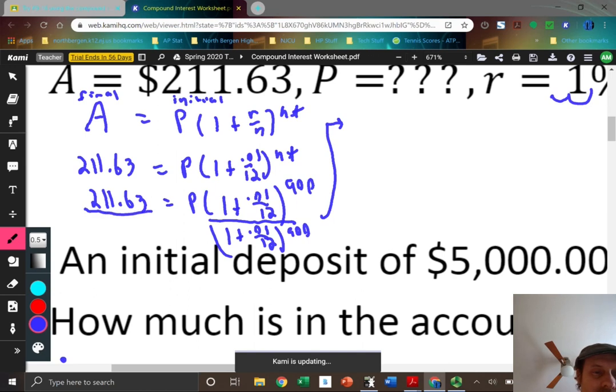Now, technically, you're not really supposed to round until the end, so let's just divide by this right here so we can get a super accurate answer. All right, that's gone. So right here we have 211.63 divided by 1 plus 0.01 over 12 to the 900th power. Okay, so let's do that.